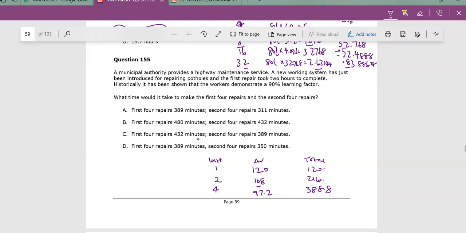388.8. This question is asking, what time would it take to make the first 4 units? Well, that's the total time it takes to make the first 4 units, 388. So it could be A or D. And then we double this again, because they want to know how long it takes to make the last 4 units. If I do 90% of this, I get 87.48. Multiply these two together, I have 699.84. So the time it takes to make the next 4 units must be the difference between this and this. And subtract these two from each other, and you get 311 minutes. So the answer is A.